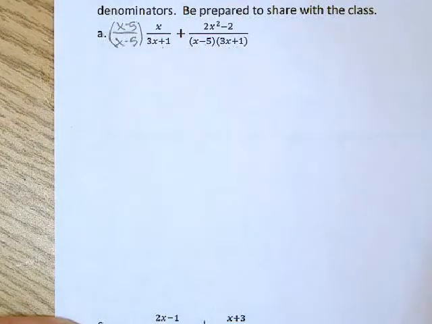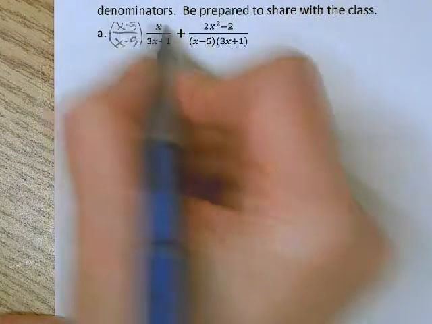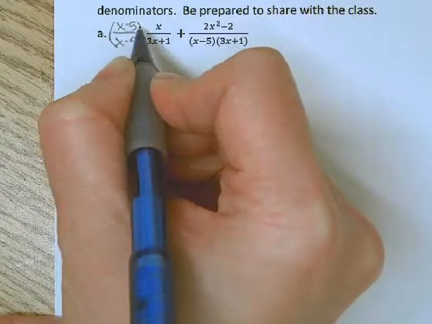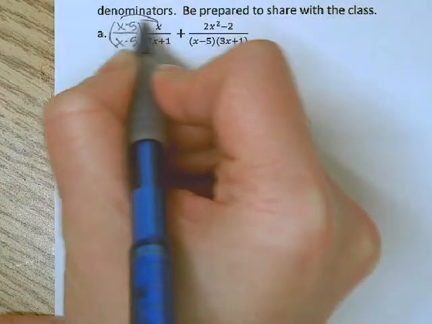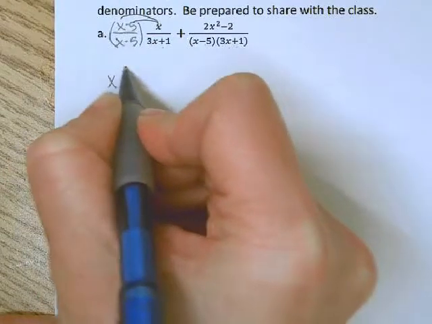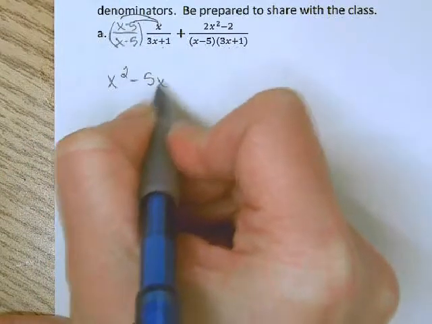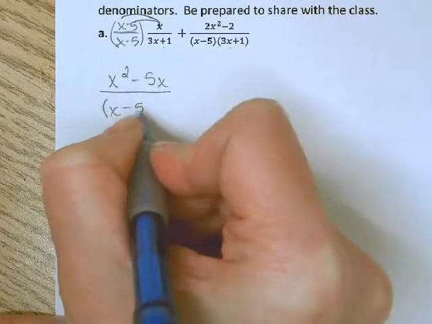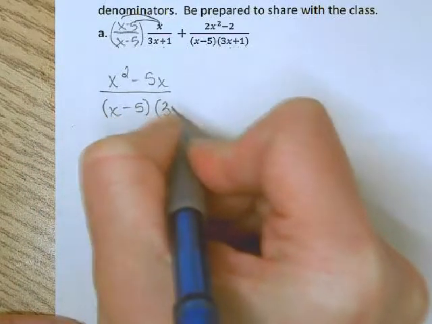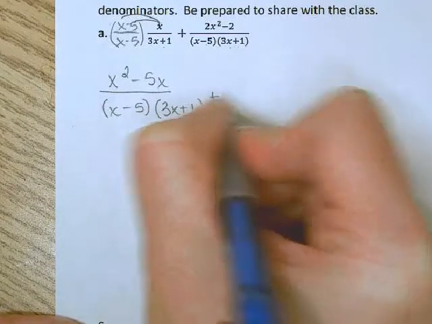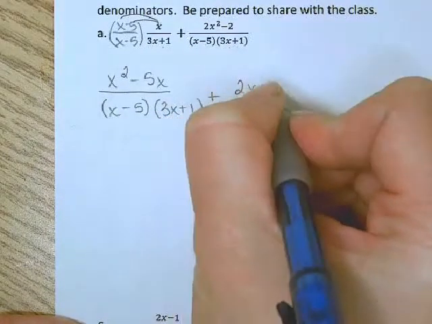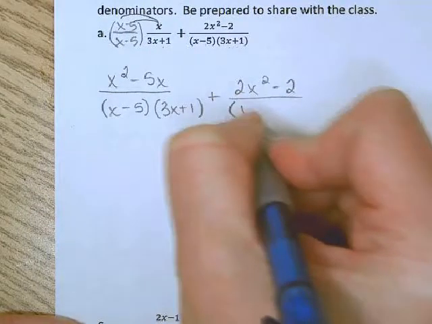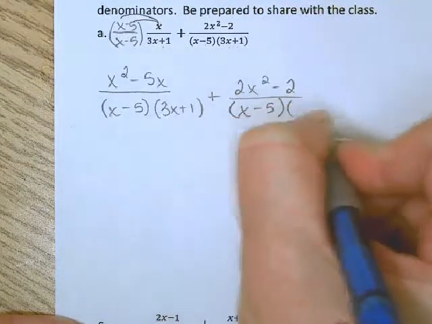So here's what that ends up looking like. On the top, I've got x minus 5 times x, which means I'm going to distribute that x into the x and the negative 5. That'll give me x squared minus 5x over, and I'm going to leave this factored, x minus 5, 3x plus 1, plus 2x squared minus 2 over x minus 5 times 3x plus 1.